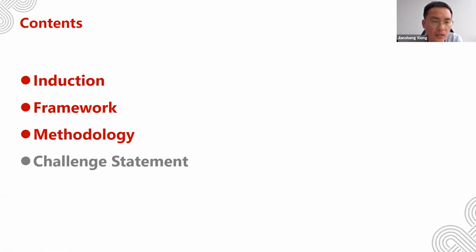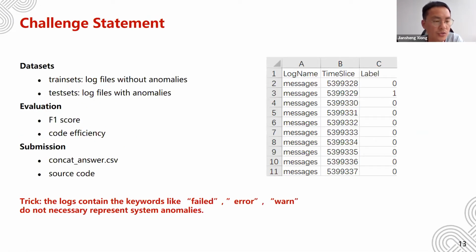Okay, I'll talk about the last part, the challenge statement. To get close to a real-world production environment, the datasets we provided come from our 5G systems and are unlabeled. They include train sets and test sets of message logs and sysmonitor logs. The train sets record the logs of the system in functioning, while the test sets contain a few records of system anomalies, like server power down, insufficient memory, and so on.